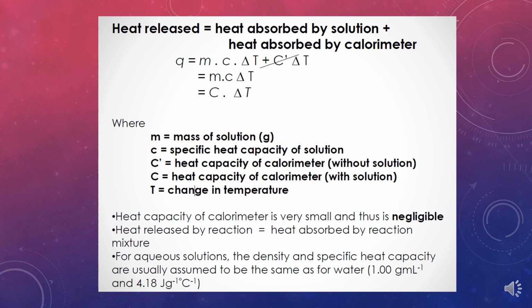For simple calorimeter, heat capacity of calorimeter is very small. So, from the equation, C prime delta T can be removed from the heat equation. We just consider the heat absorbed by the solution. For aqueous solution, the density and specific heat capacity are usually assumed to be the same as for water, 1 gram per ml for density and 4.18 joule per gram degree Celsius for specific heat capacity.